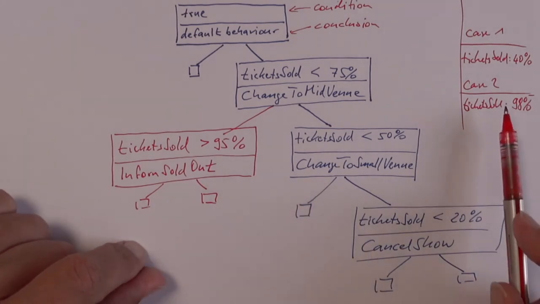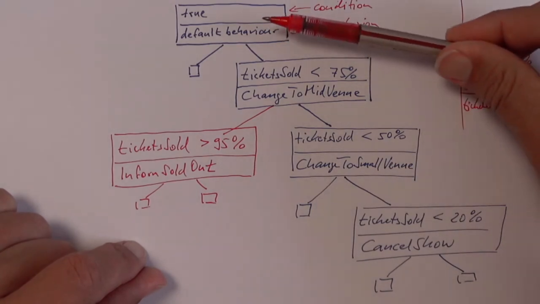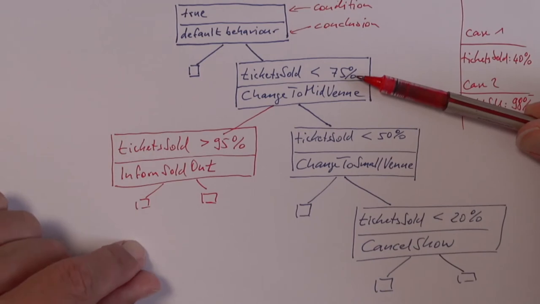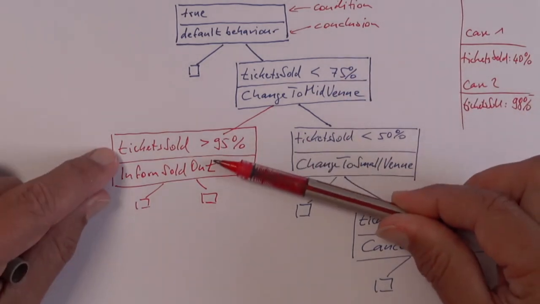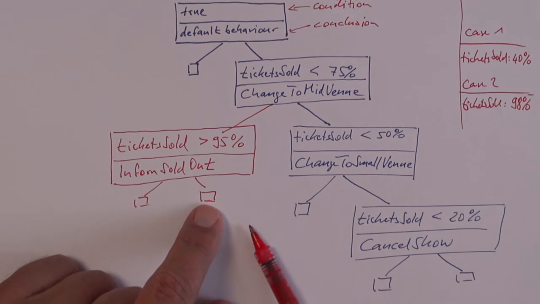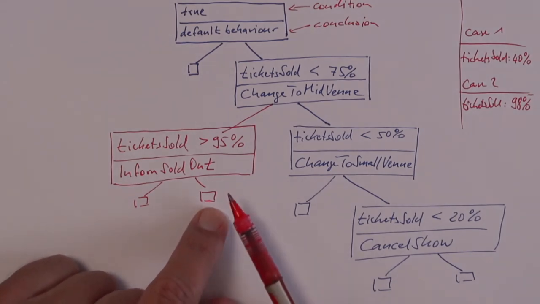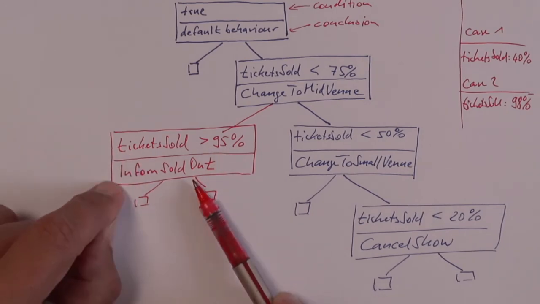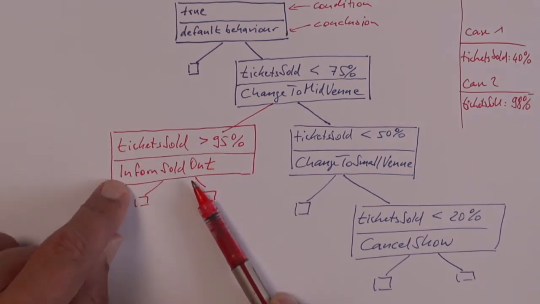Let's now take case two, 98% of the tickets sold. So this is true, we go to the right hand side. This is false, we go to the left hand side. And this is true, so we go to the right hand side. So we are in this leaf now. Now it's the second phase. We go up a step, and this condition is true, so we inform about tickets sold out.